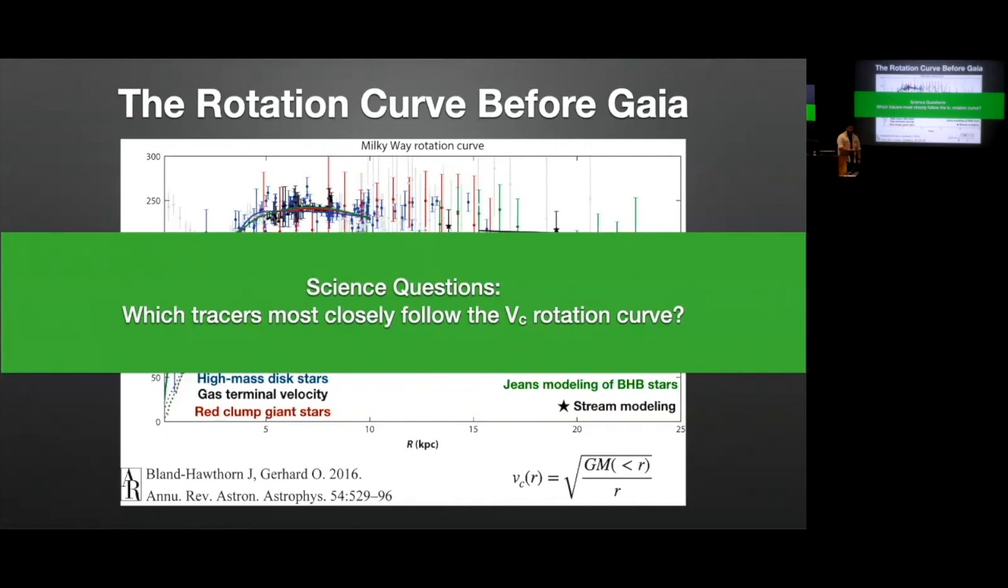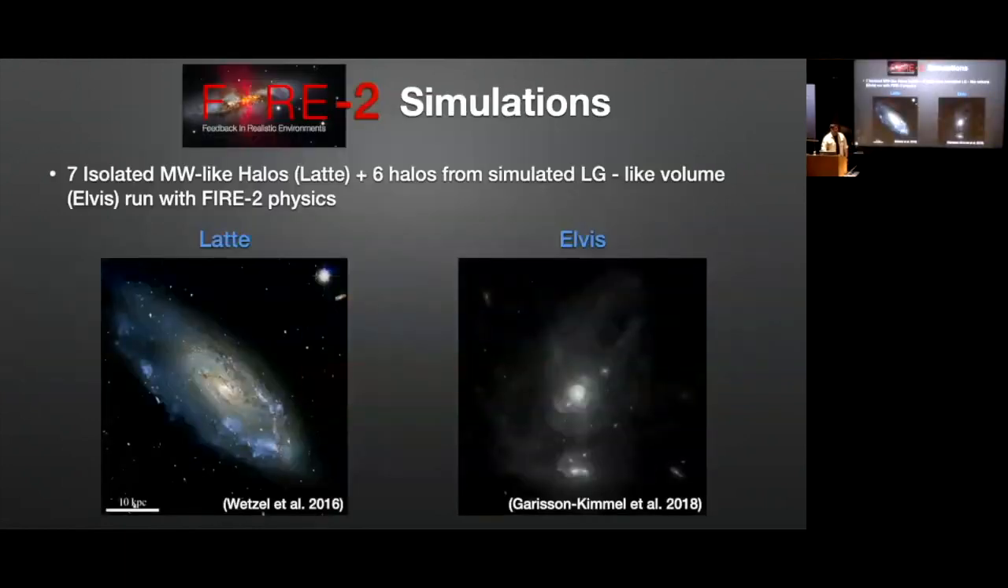To answer this question, I'm using the FIRE2 simulations. These are zoomed in cosmological simulations performed with FIRE2 feedback physics. We have 13 simulated galaxies in our sample. 7 of them are from these isolated Milky Way-like halos in the Latte simulations, and the other 6 of them are from the ELVIS simulations, which are simulated local groups or local volumes that contain the Milky Way and Andromeda analogs. In all of these, I look at all of them individually.